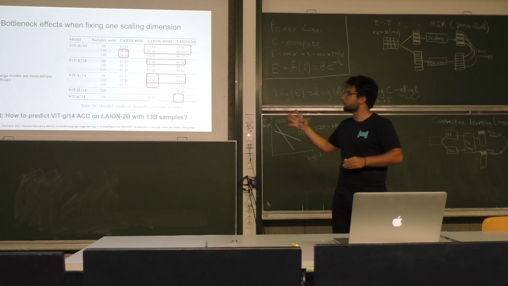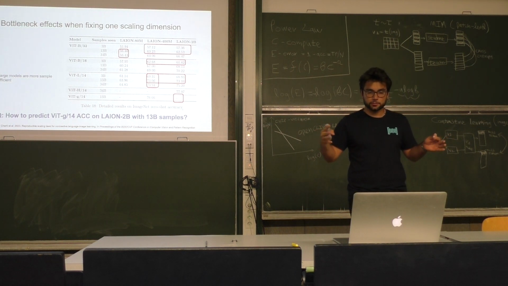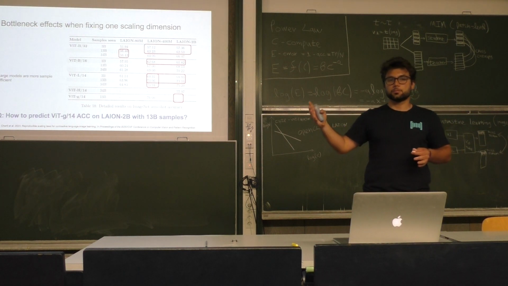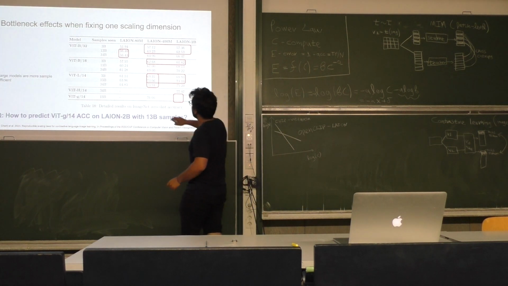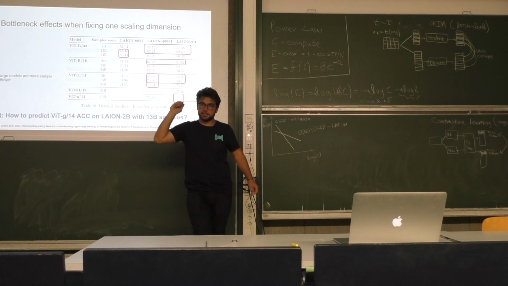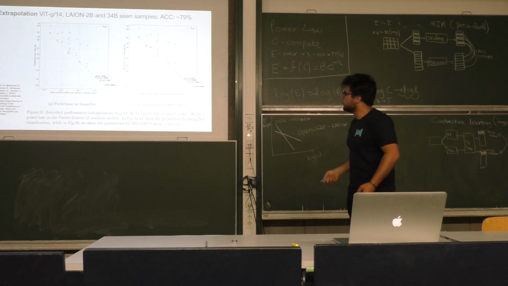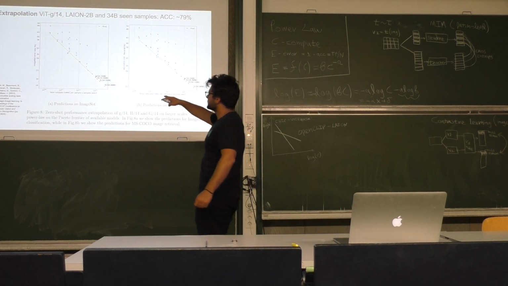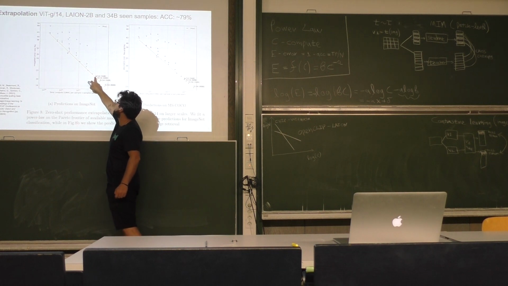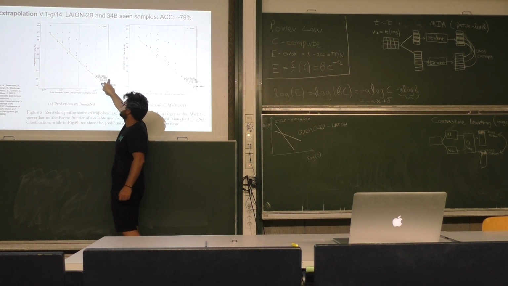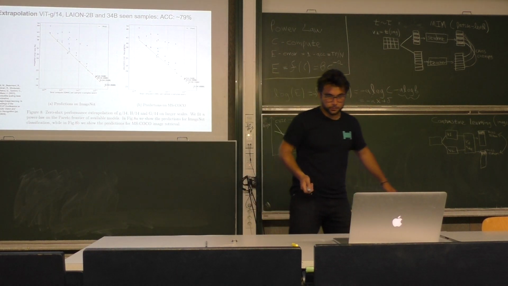So the bottlenecks appear when you scale all but one, when you fix one dimension of scale. And yes, you can see many bottleneck effects that I have identified with these red squares. So how to predict? We do the so-called extrapolation for different models, so bit Z, bit A's, and different types of sample counts. And then we can decide to launch those experiments.